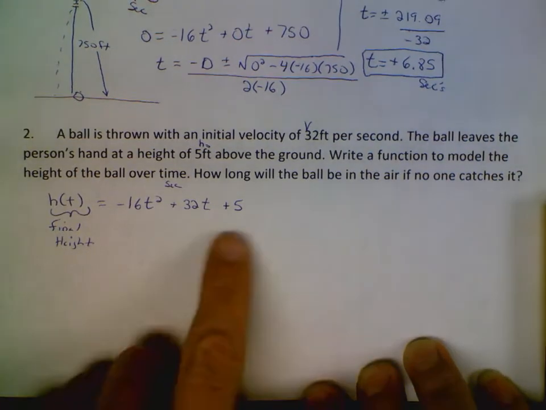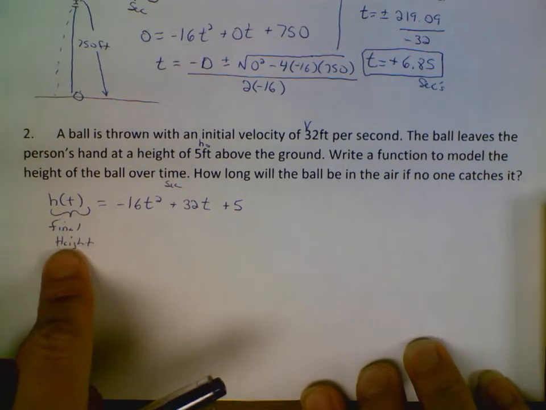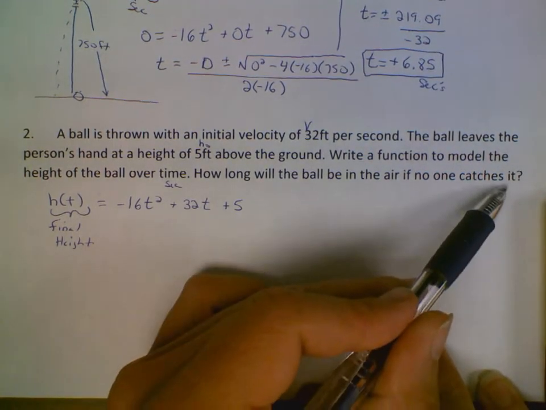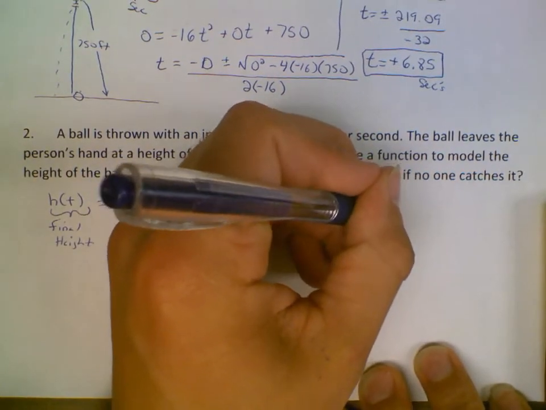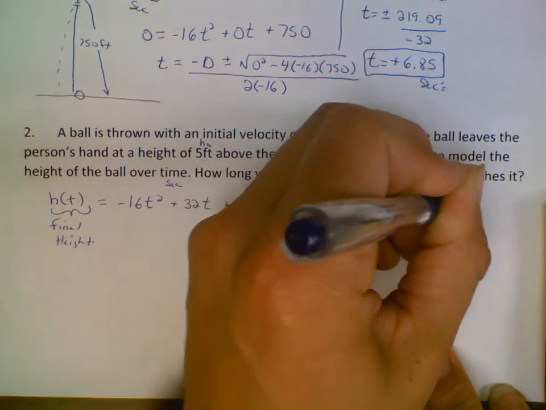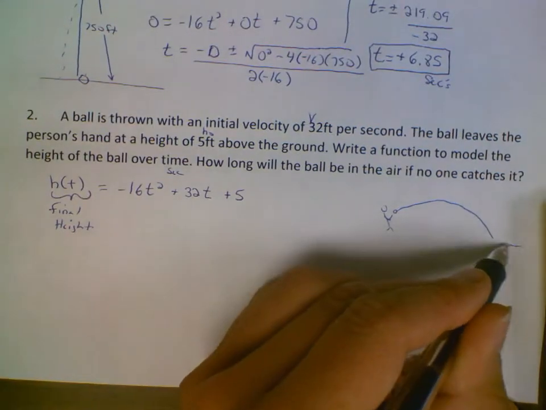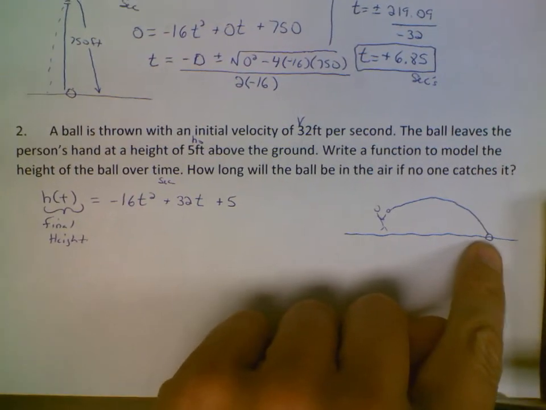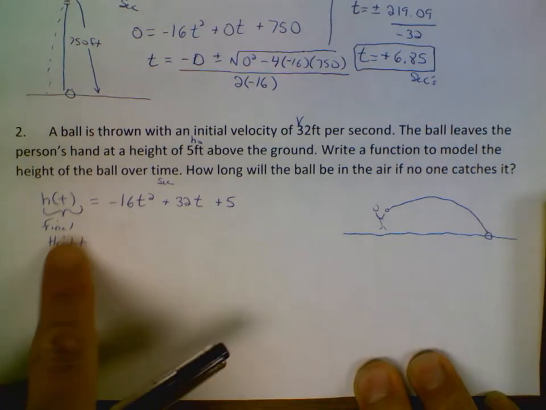Okay, this is going to be the equation that's telling me the final height. Now, I want to know how long the ball will be in the air if no one catches it. Well, if you think about throwing a ball for a second, here's a person, they release the ball, it goes, and then it comes crashing to the ground. If no one catches it, it's going to hit the ground again, right? And when it hits the ground, its final height is going to be 0.